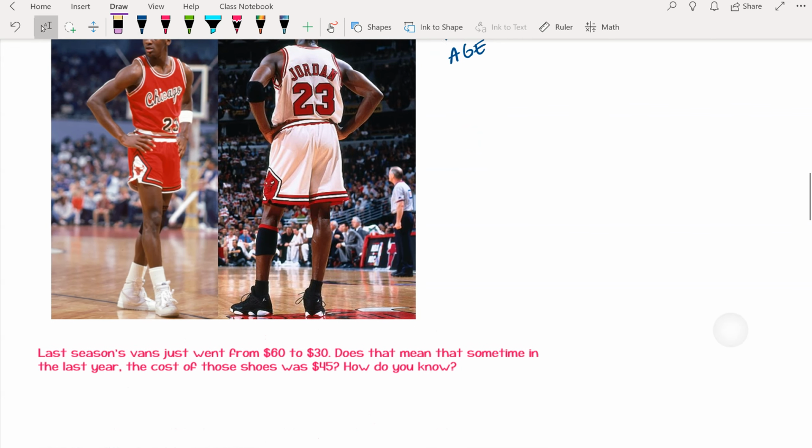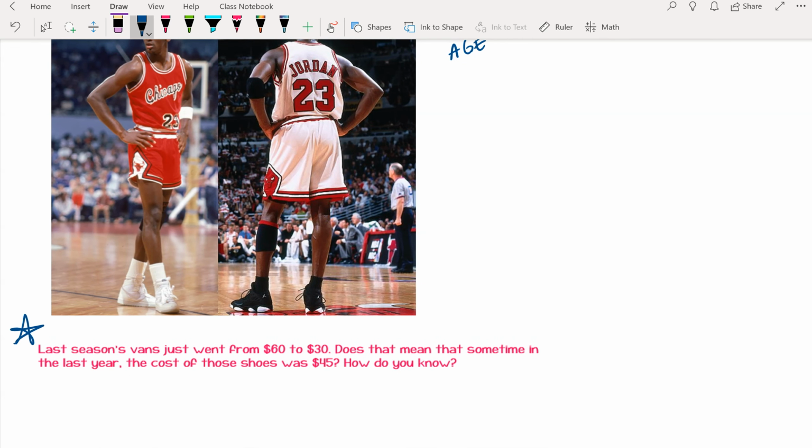Okay, last little example. Last season's Vans just went from $60, woohoo, to $30. Does that mean that sometime in the last year, the cost of those shoes equaled $45? So the Vans went from 60 down to 30. Did they have to equal 45 at some point? Did they have to be something in between at some point? Yes or no? Explain.